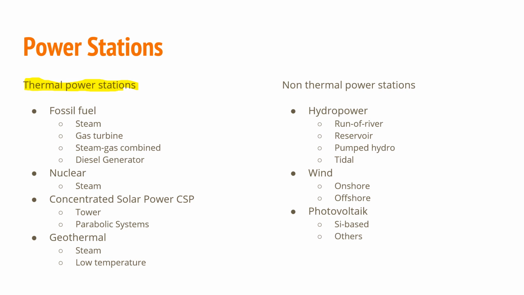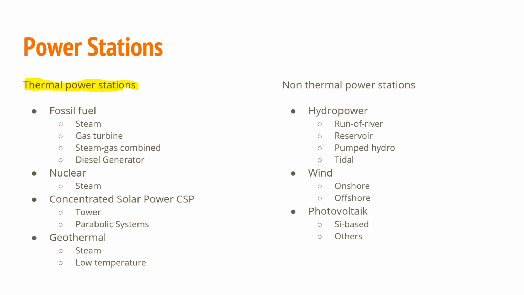Now the main fuel is in most cases fossil fuel, like coal, gas or others. And so what you produce is steam, and this steam is directly driving a turbine, and this turbine is connected to a generator. Then we have gas turbines, we have combined steam gas turbines, and we have diesel generators. That is in some cases a cheap way to have small power stations, sometimes for backup.